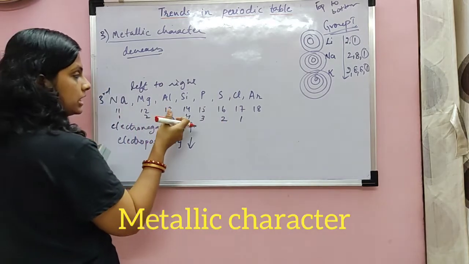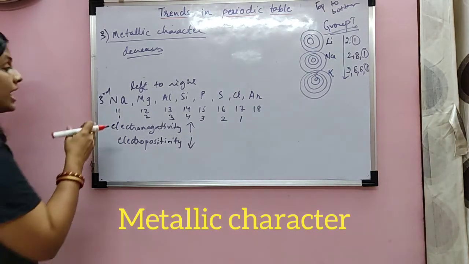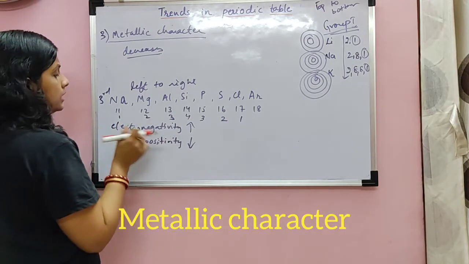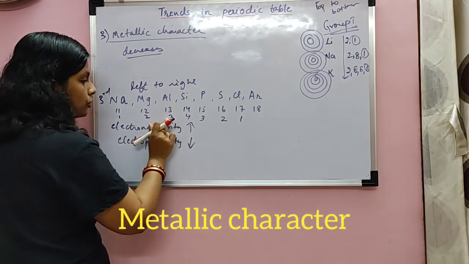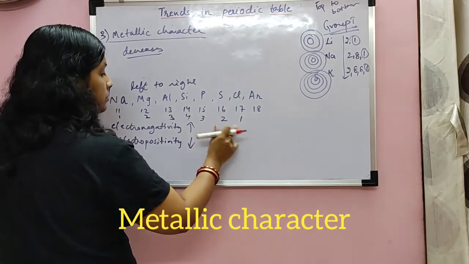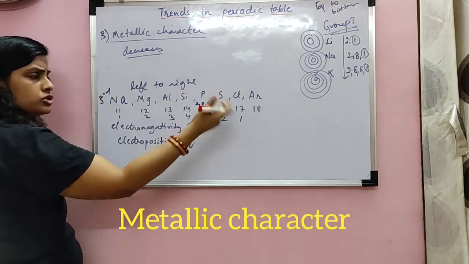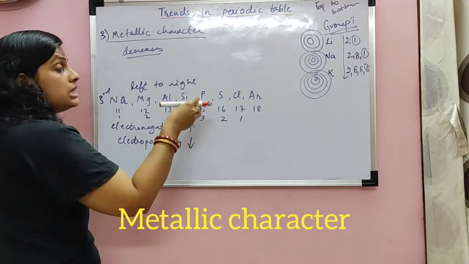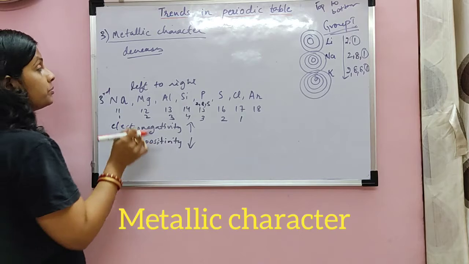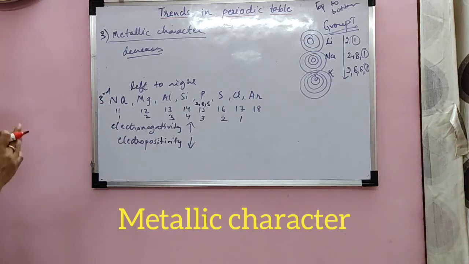So metals lose electrons and non-metals gain electrons. As you are moving from left to right in a period, the tendency to lose electrons decreases and the tendency to gain electrons increases. In phosphorus the electronic configuration is 2, 8, 5, so it cannot easily lose 5 electrons. It will be easier for phosphorus to gain 3 electrons. So the metallic character decreases when we move from left to right.